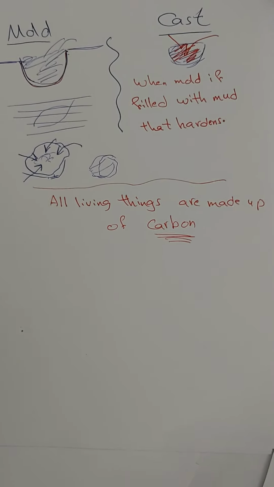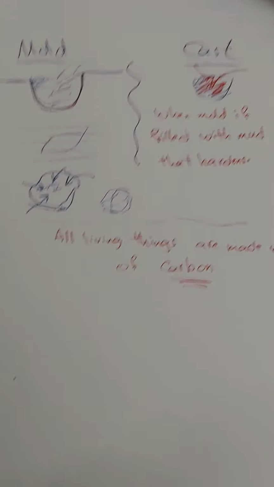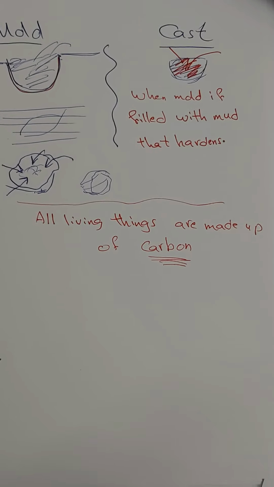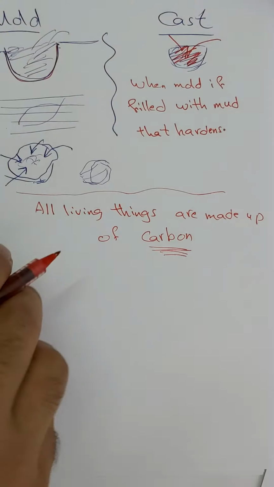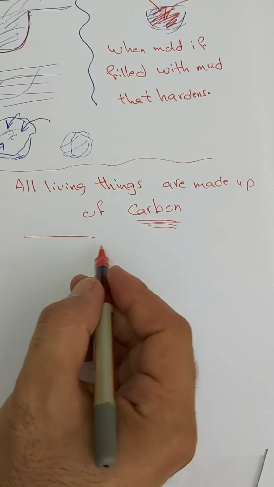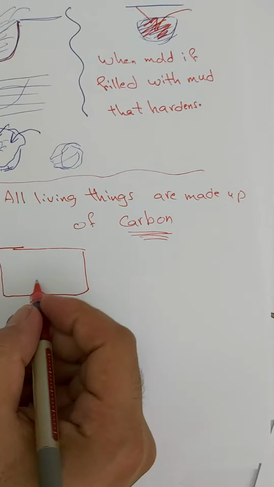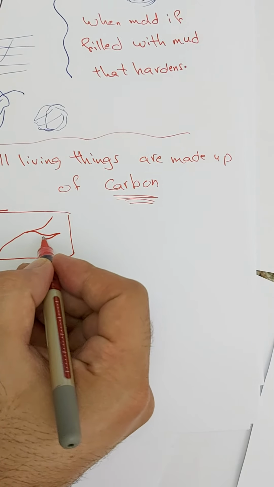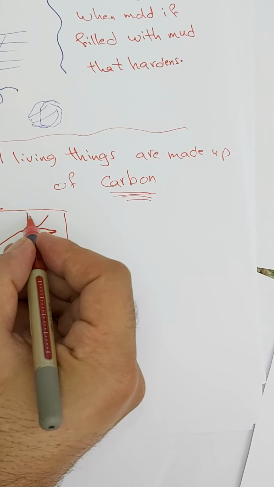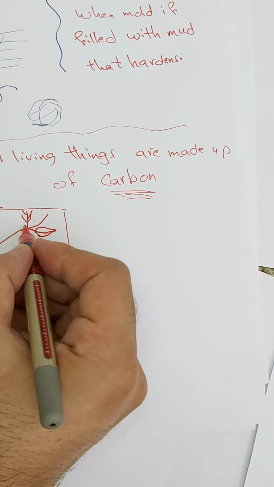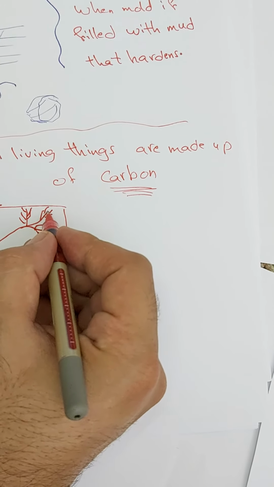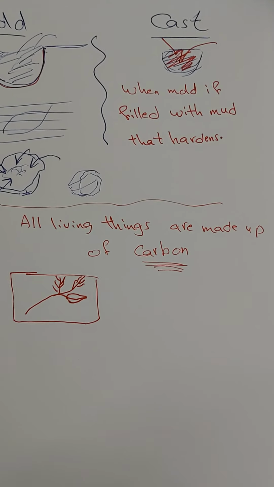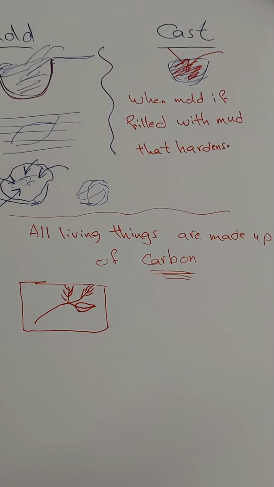Again, carbon film means what? Carbon film means when this plant tissue is preserved like a carbon inside a rock, like this, for example. So this is what we call carbon film. So this is a type of fossil also.